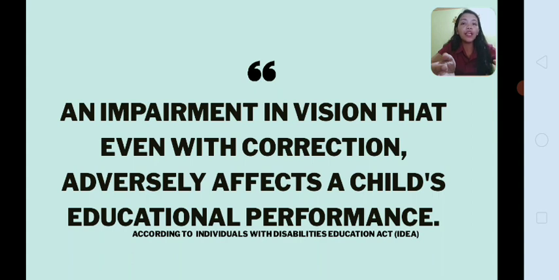According to the Individuals with Disabilities Education Act, or IDEA, visual impairment is an impairment in vision that, even with correction, adversely affects a child's educational performance. These students may need eyeglasses or optical devices in order to do things that the normal students are doing. That's it for the definition of learners with difficulty seeing.